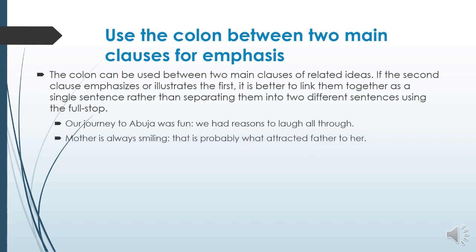Mother is always smiling. That is probably what attracted father to her. So the same thing applies to the second sentence. Mother is always smiling. That is probably what attracted father to her.